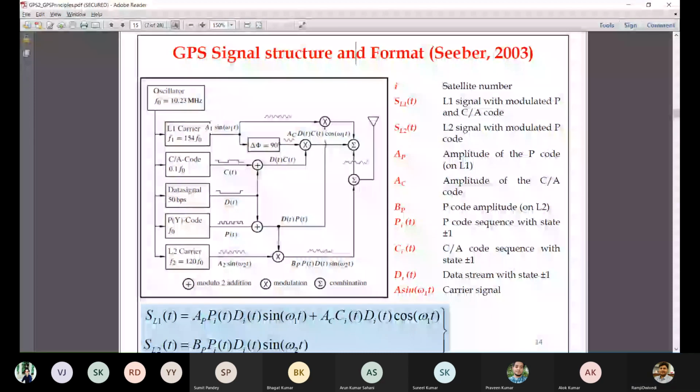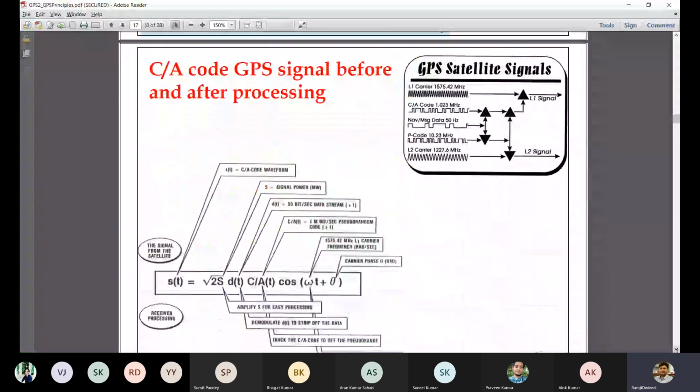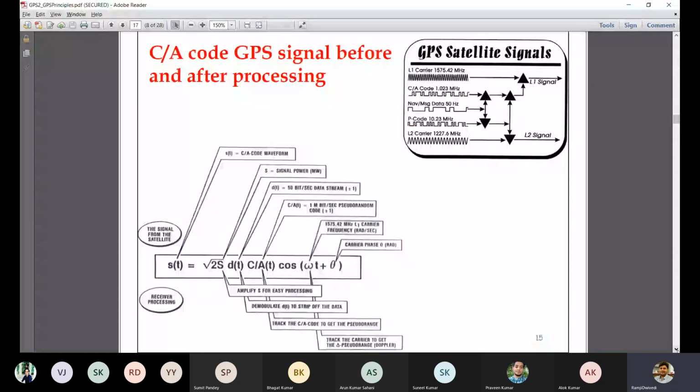Any more questions? Here is another bit of information for you. Just look at it. This figure is important: the upper part is the signal from the satellite end, and the lower part is the receiver processing, showing how the receiver processes it.